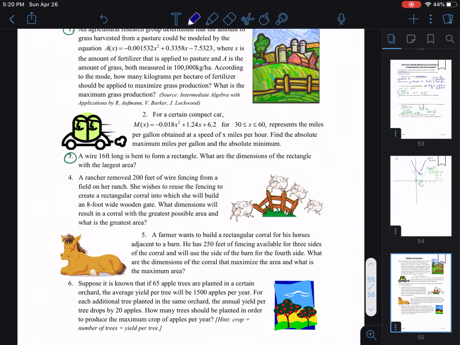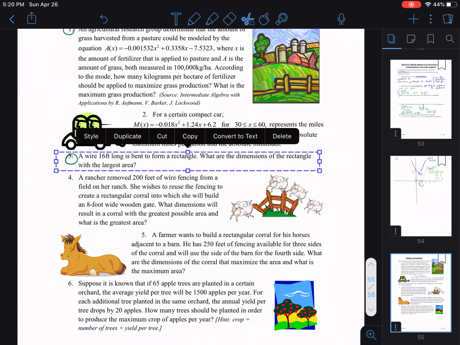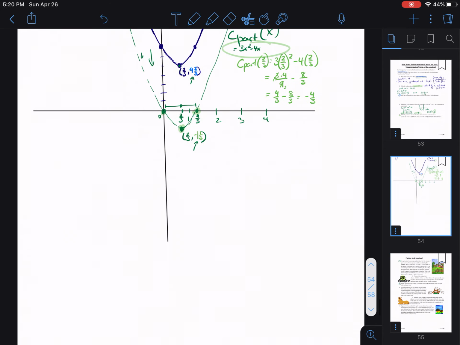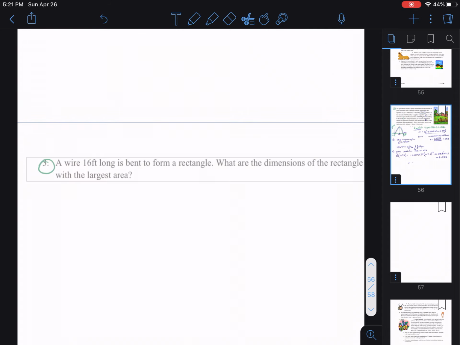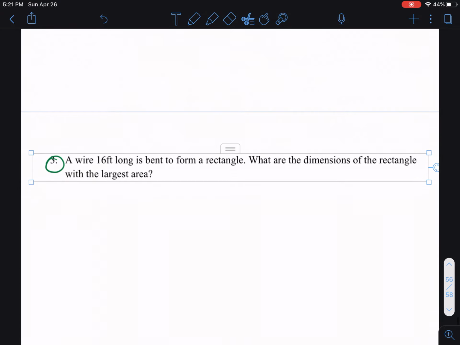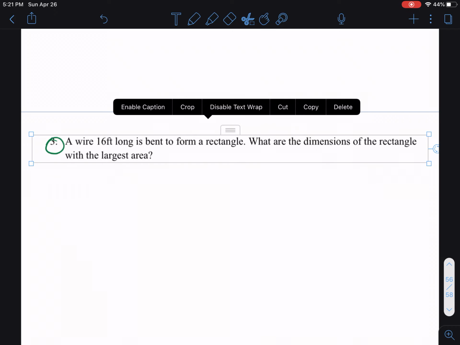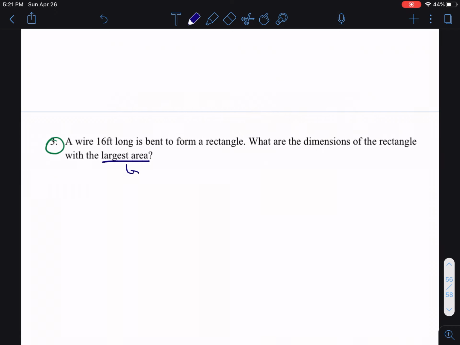All right, I'm going to add another page here, and we're going to go back and grab question 3 so that we can work on that one. Okay. A wire that is 16 feet long is bent to form a rectangle. What are the dimensions of the rectangle with the largest area? All right. So we're looking for the largest area, right?